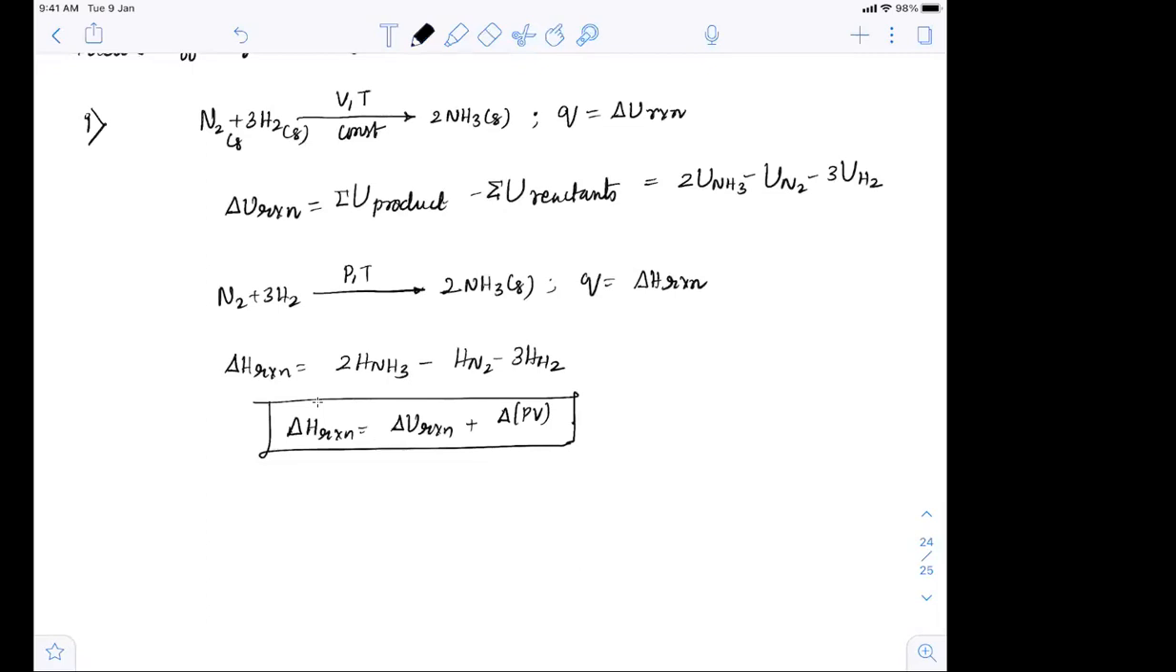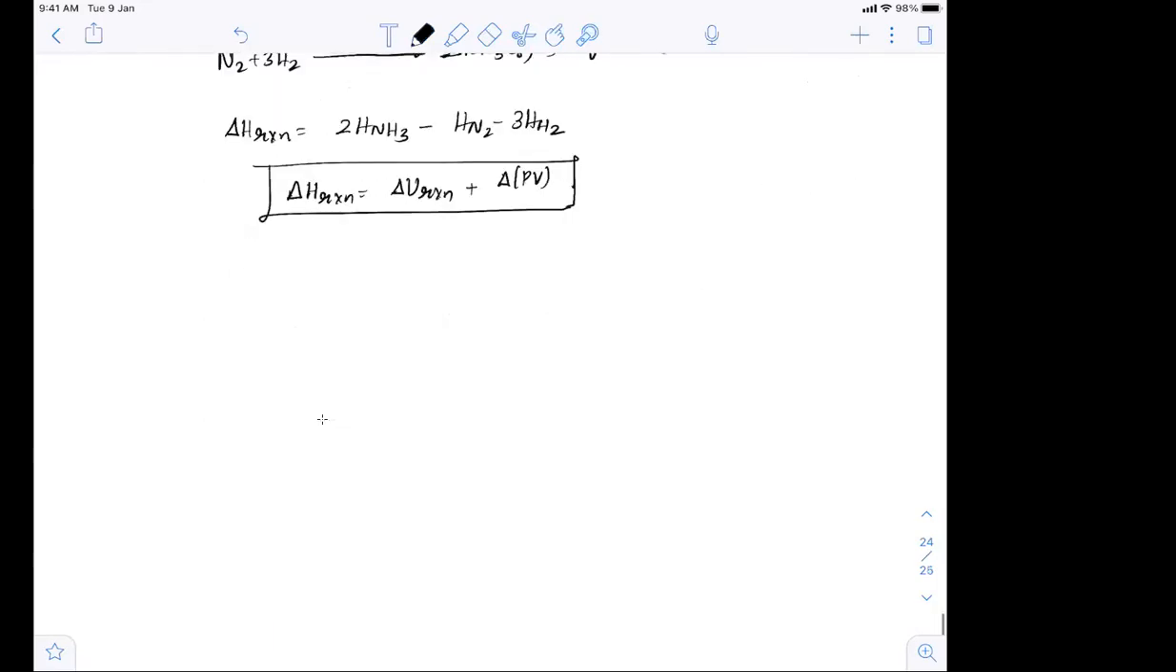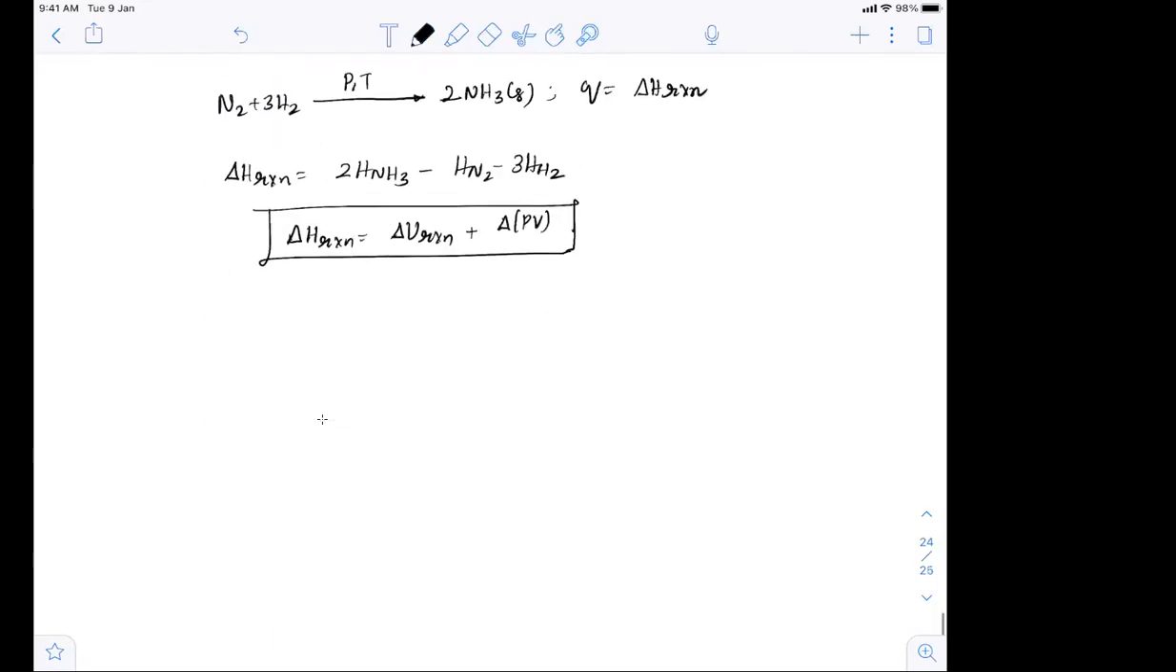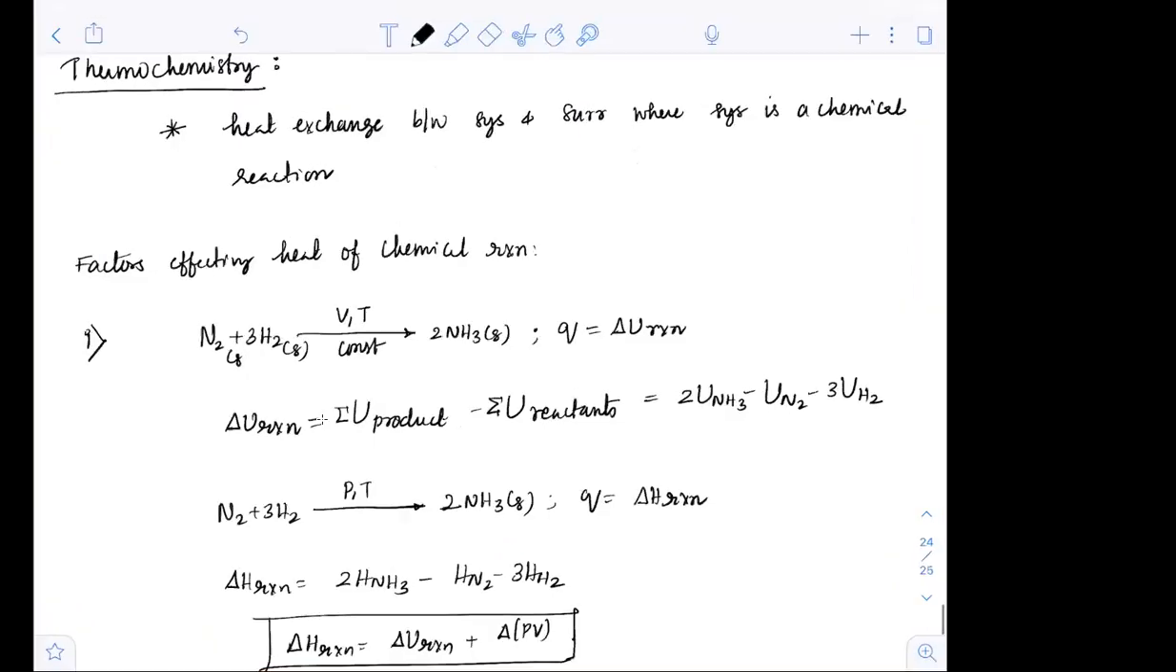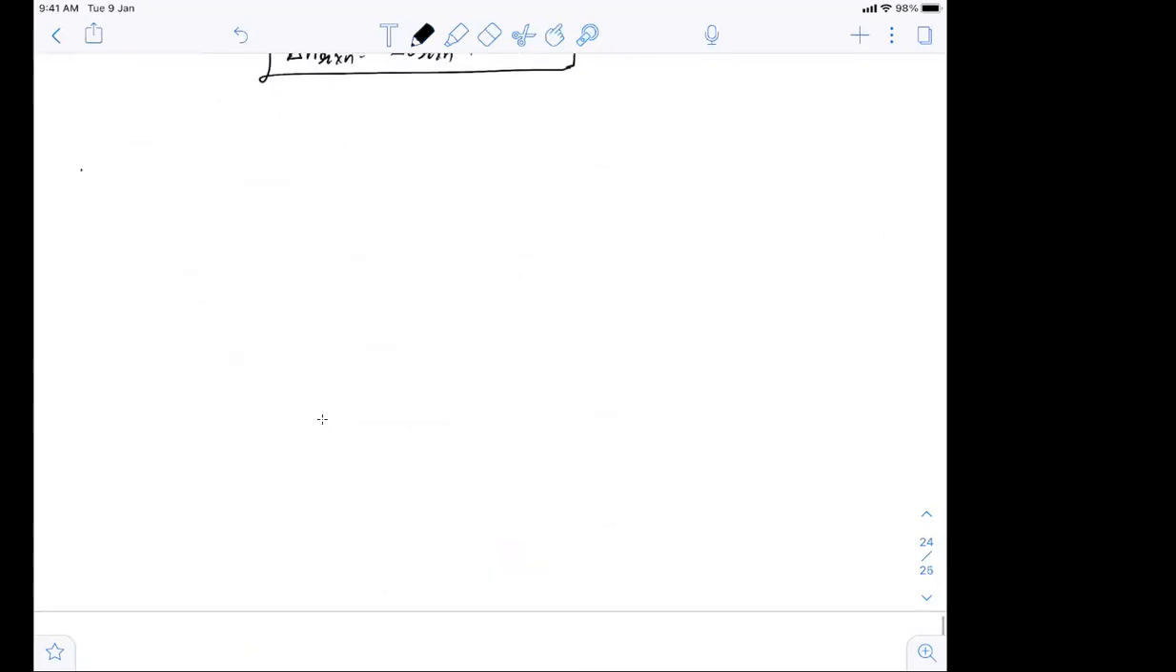Clear, beta? I guess all of you understood that. Now the next important pointer which you need to check out here is about the standard condition, the standard state. See, for a pure substance, pressure should always be 1 bar. This is the important condition.